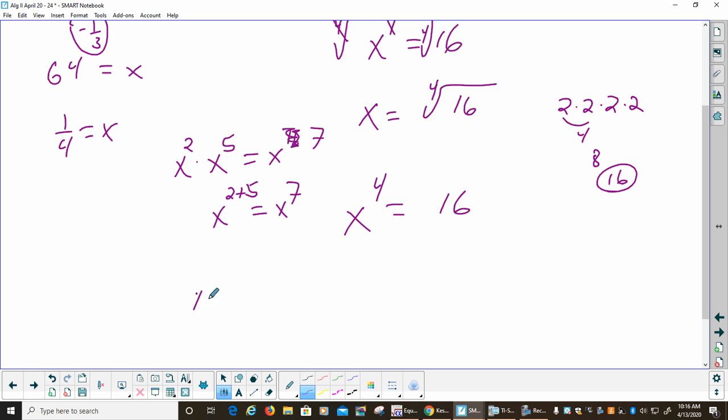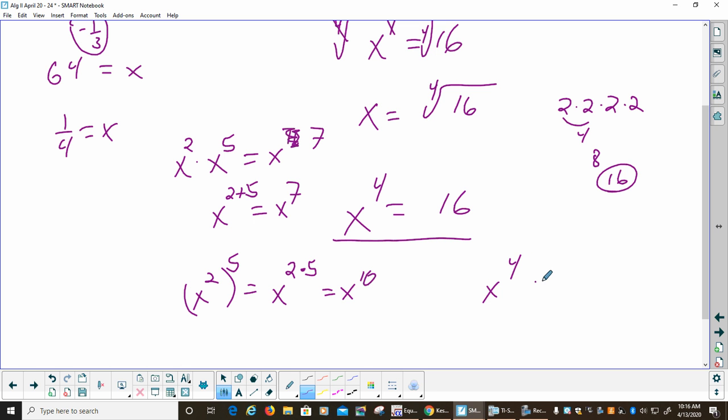But when you have an exponent on an exponent, then you multiply. 2 times 5 gives you x to the 10. Okay? Remember this. I'm going to explain this now.